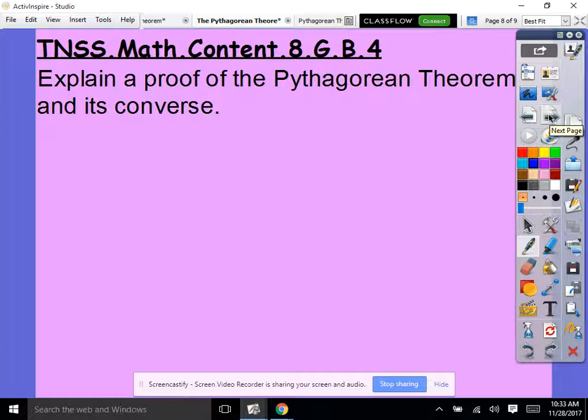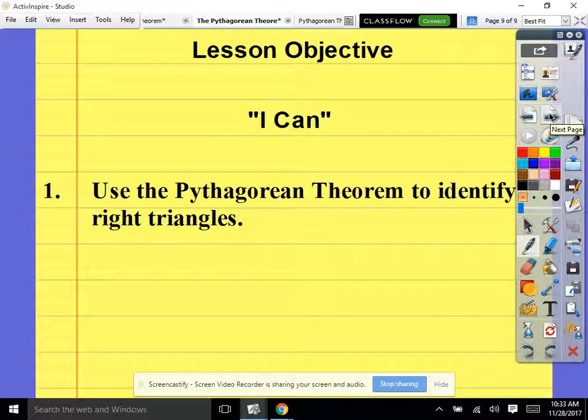So today we are explaining a proof, which we explained the proof of the Pythagorean theorem on Tuesday, and its converse. So we are identifying right triangles using the Pythagorean theorem. And that's the end of this lesson.